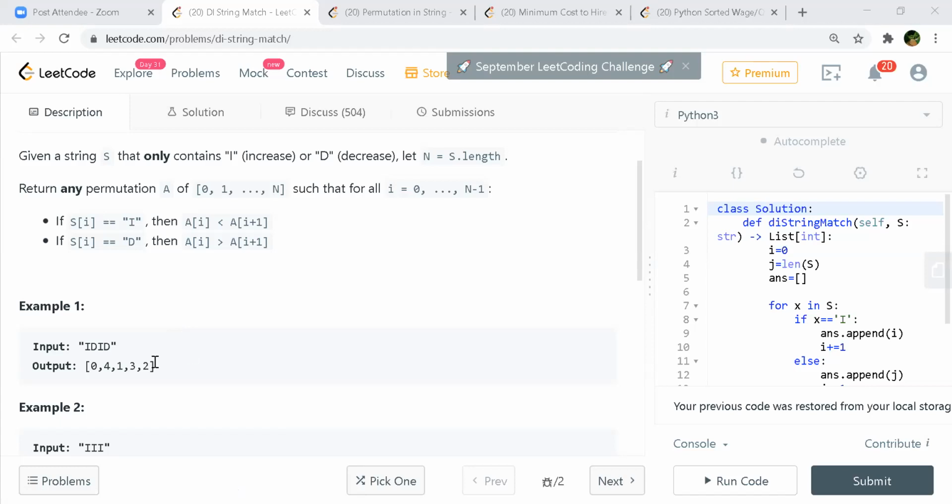Earlier I thought these indexes were of the string, 0, 1, 2, 3. But how come 4 is coming? Now when I look carefully, it is a permutation of these numbers we have to play with. So these numbers could be anything, right? Why only 1, 2, 3, 4, 0? I can take 5, 6, 7, 8. No, the question says any permutation from 0 to n, where n is the length of the string. So you have to use exactly those numbers.